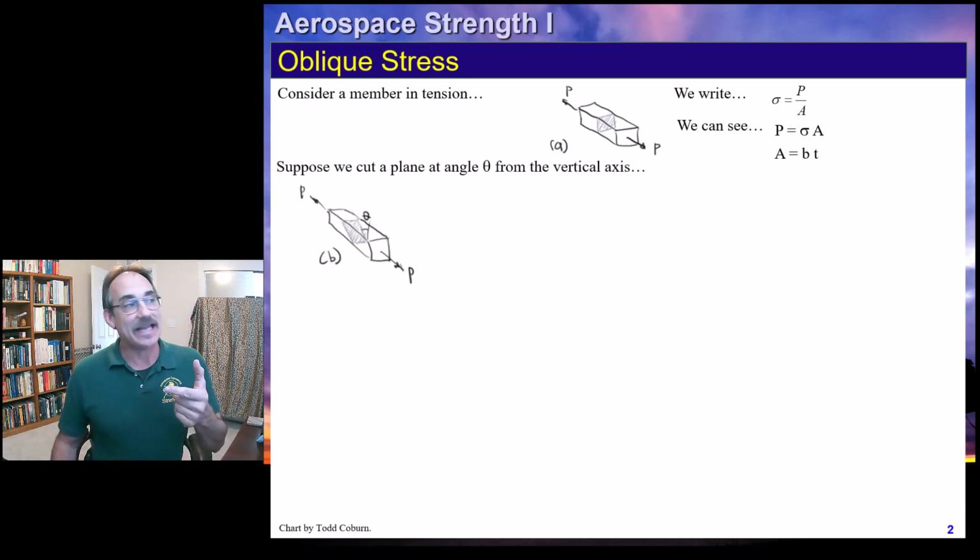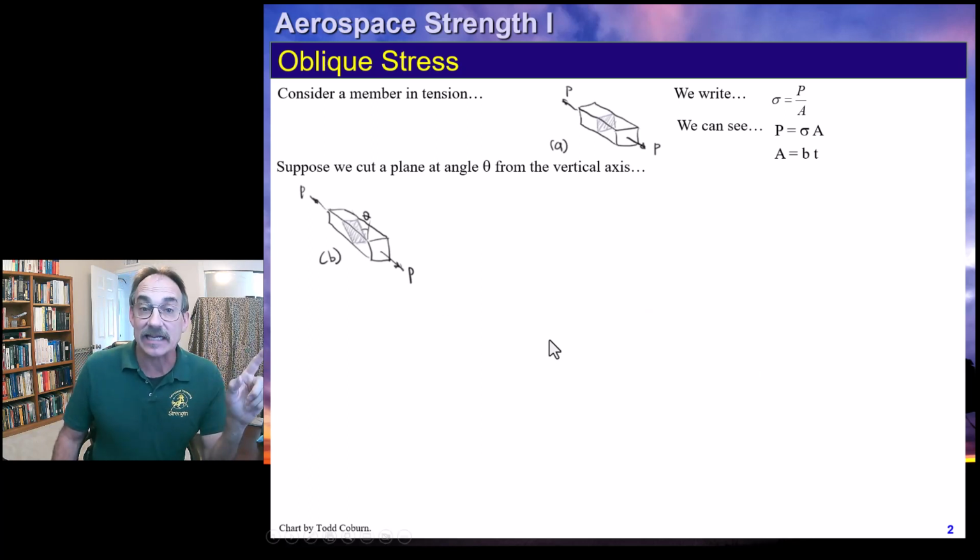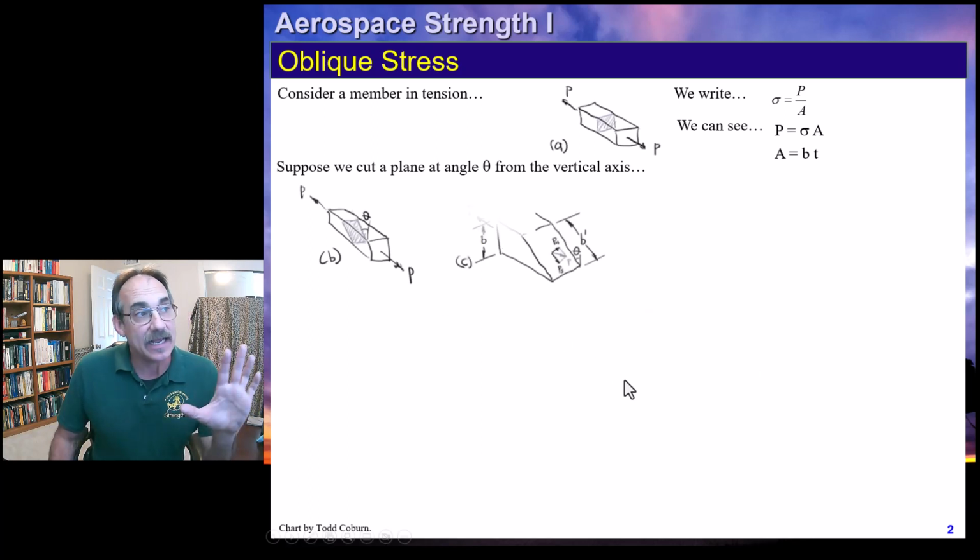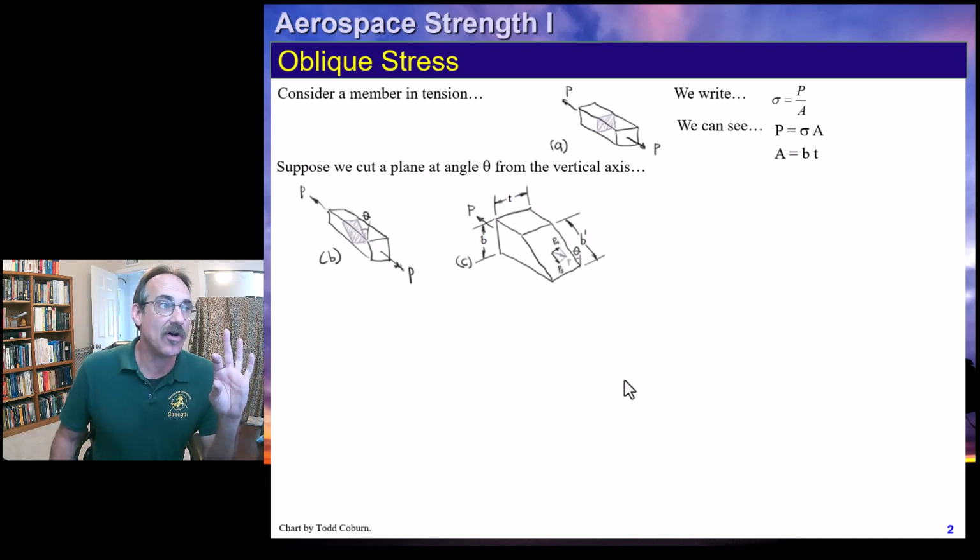Now let's say instead we cut a plane that's not perpendicular to the force, but is at some oblique angle. And let's say that angle is theta degrees, some angle from the vertical axis. If we take a look at that a little closer, let's say our dimensions of this thing are B inches tall and T inches wide.